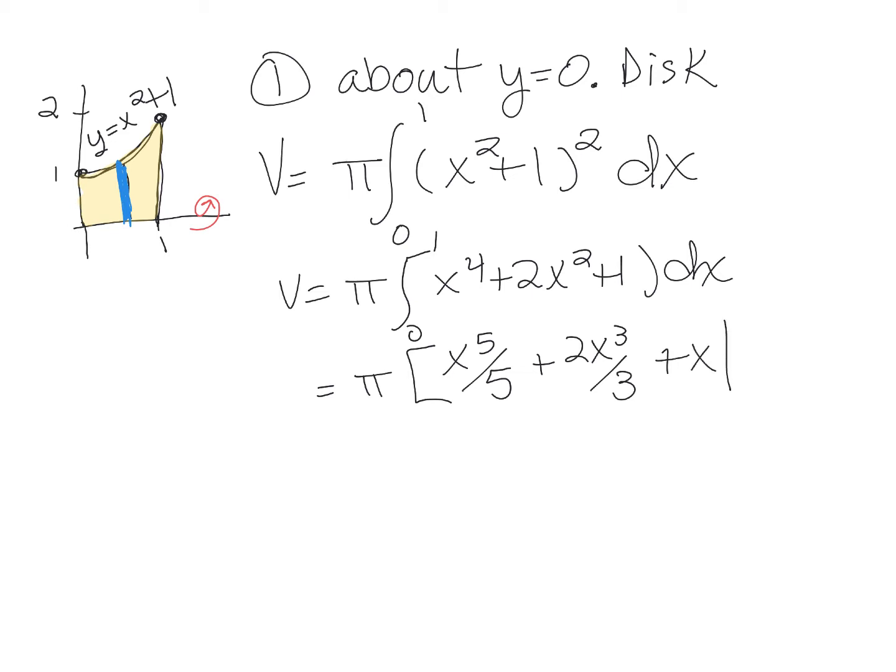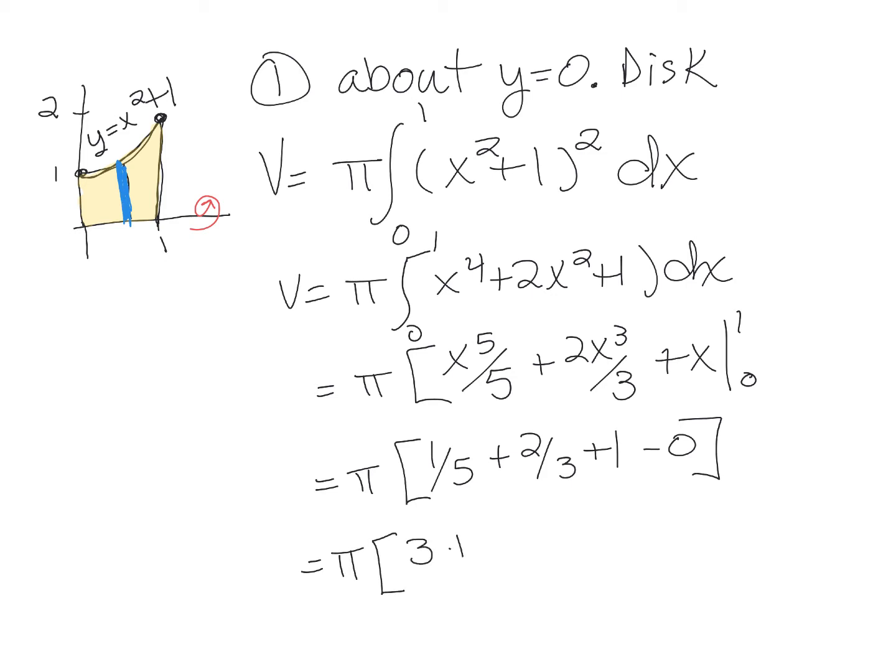And now you're ready to plug in your limits. You're going to go from 0 to 1. Notice that this is a polynomial with no constant, so when we plug in the 0, we get a 0. Plugging in the 1, I get 1 over 5, 2 over 3, and a 1. Now I have to get a common denominator, which is going to be 15. So if everybody's over 15, I multiply this by 3, this by 5, and this by 15. Sum everything up, and I get 28 pi over 15.